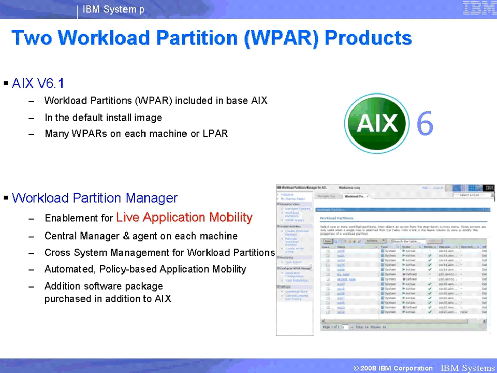The first comes with AIX itself. If you've installed AIX6, then you already have all the software you need to create and look after your workload partitions. This allows you to create a couple of thousand workload partitions on each copy of AIX. The second part is called the Workload Partition Manager. This is an extra software package that needs to be purchased, and this gives you a number of things.